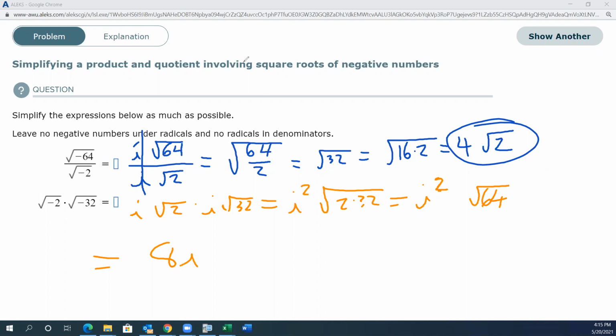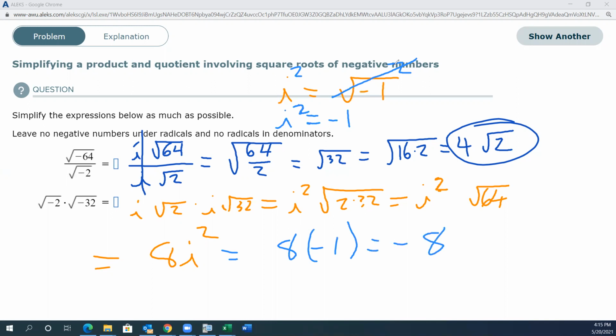Now, what is i squared? Well, we said a moment ago that in this section, everything comes back to this: i equals the square root of negative 1. So if I ask what i squared is, I square both sides, and the square root and squaring cancel each other, so i squared is just negative 1. So down here, I get 8 times negative 1, or negative 8.